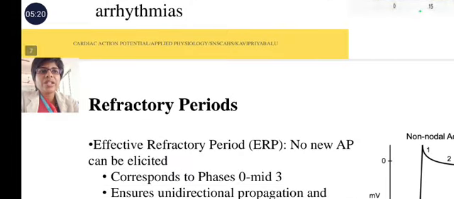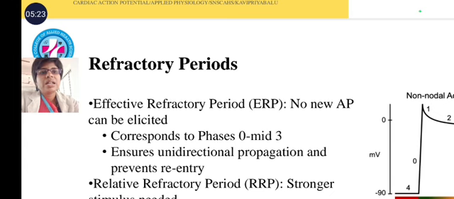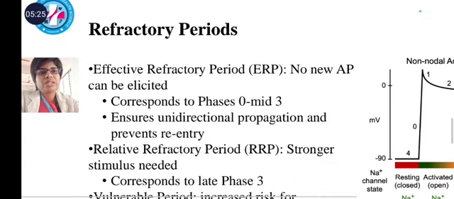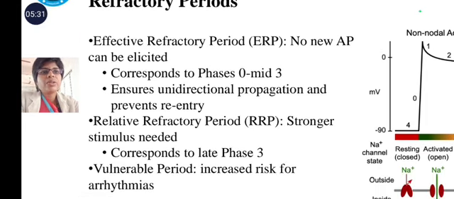The absolute refractory period corresponds to phase 0 to mid phase 3. It ensures unidirectional propagation and prevents re-entry. The relative refractory period needs a very strong stimulus, and it corresponds to the late phase, and it increases the risk for arrhythmias.